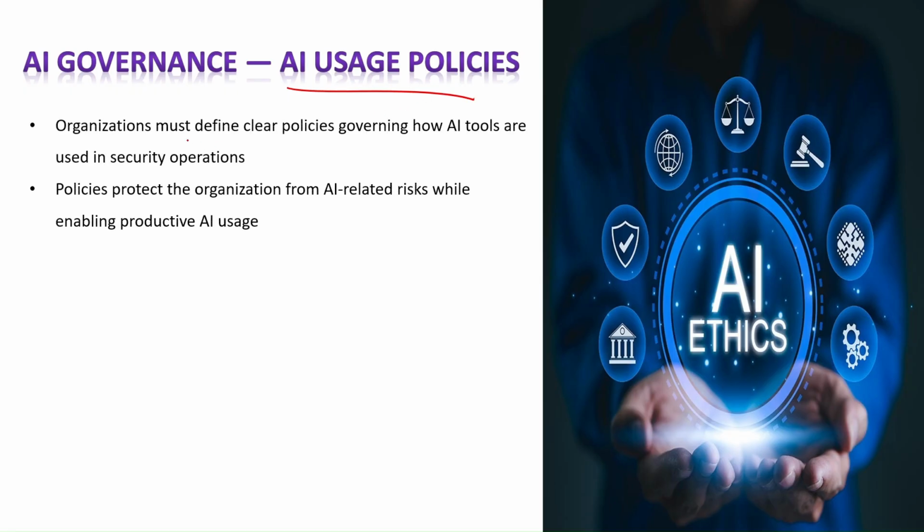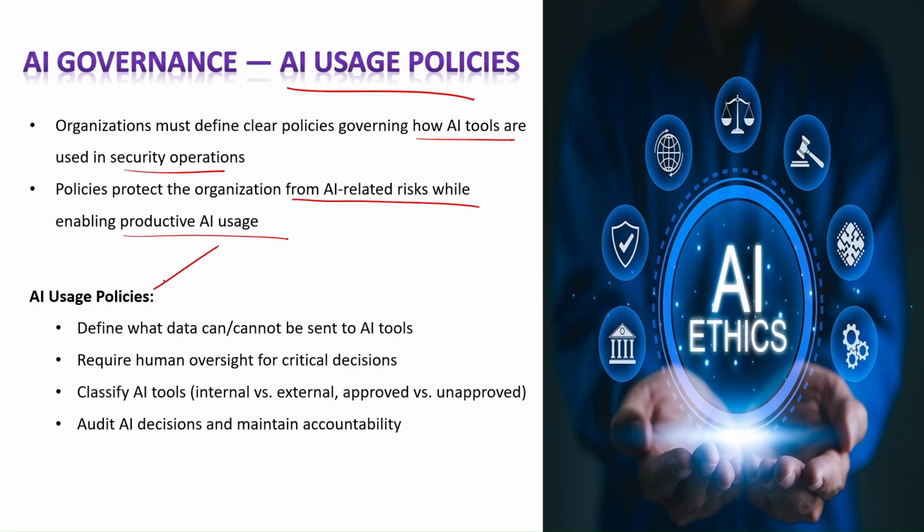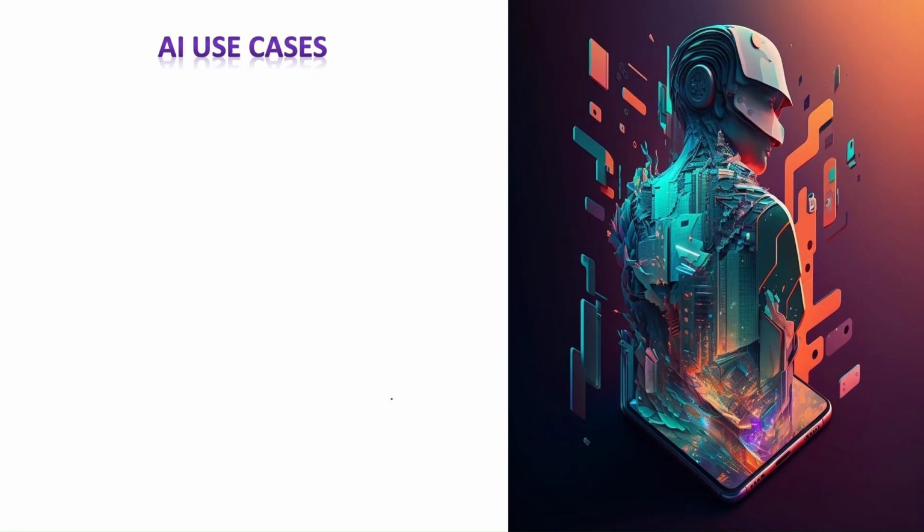AI usage policies: organizations must define clear policies governing how AI tools are used in security operations. Policies protect the organization from AI related risks while enabling productive AI usage. AI usage policies include defining what data can and cannot be sent to AI tools, requiring human oversight for critical decisions, classifying AI tools, internal versus external and approved versus unapproved, and auditing AI decisions and maintaining accountability.